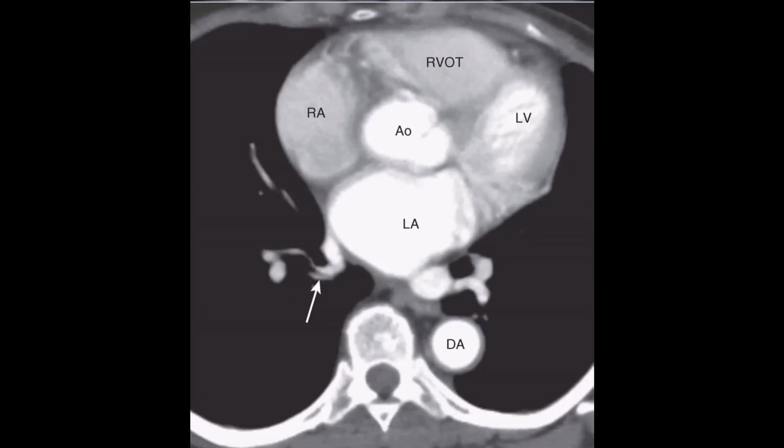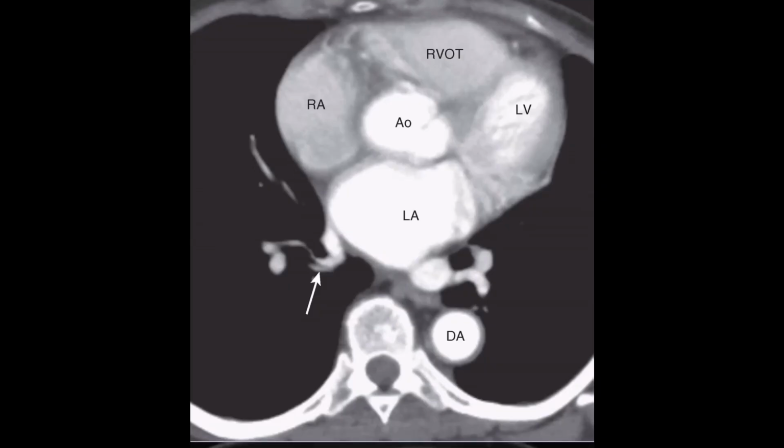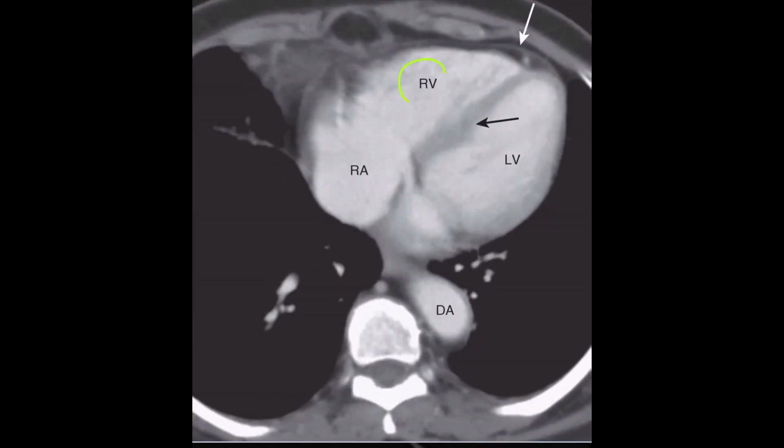So this view is axial view, and it shows the right atrium, and this is called the high cardiac level, okay? Aorta, RVOT, left ventricle, and left atrium. And you can spot dilatation of any of them in this view, and this is the descending aorta. And you can see the main pulmonary vein, which is this arrow, draining into the left atrium here. This is the low cardiac level, RV, RA, LV, septum, descending aorta, and this white arrow is the pericardium.